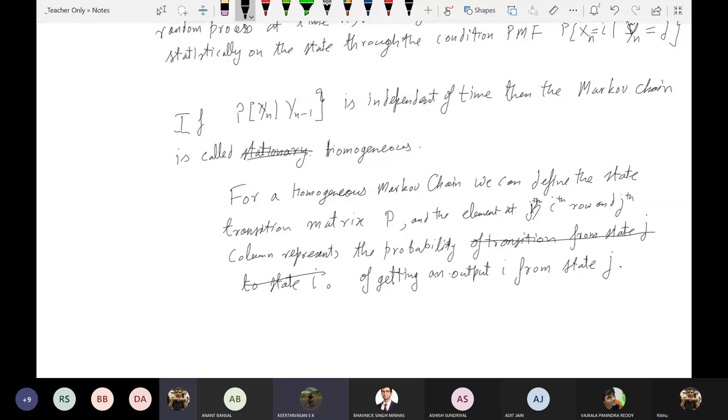So, one last time verification. The last paragraph which you have written is P of xn equal to i given that yn is equal to j, for the last paragraph. Yes. Okay, I'll write it again. Now these two are consistent at least. Fine.